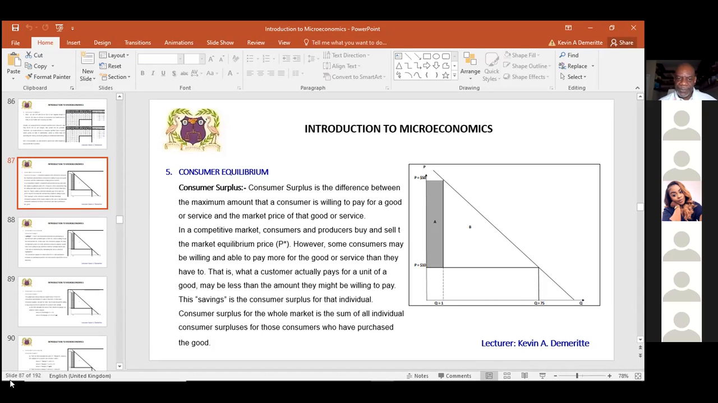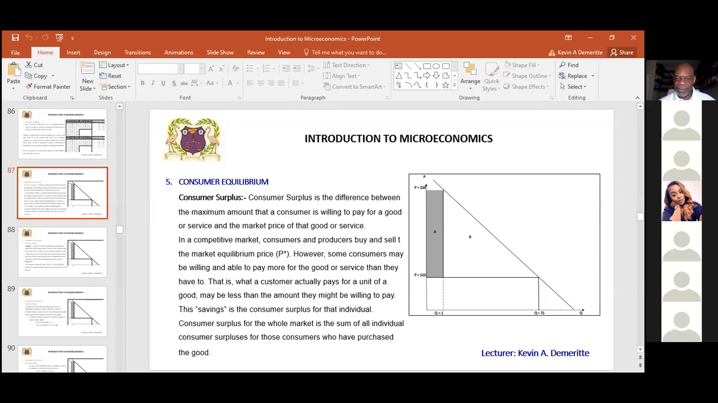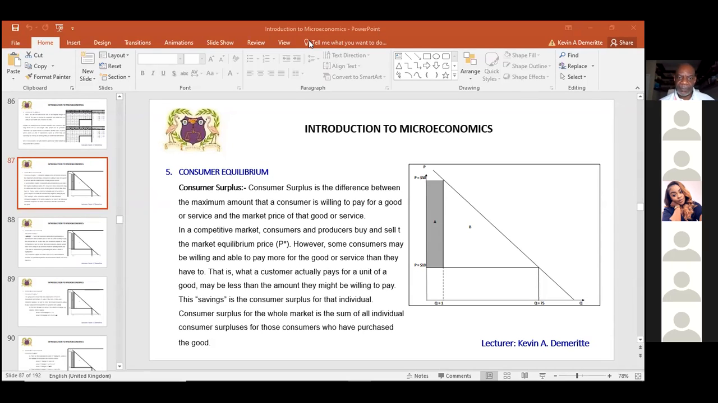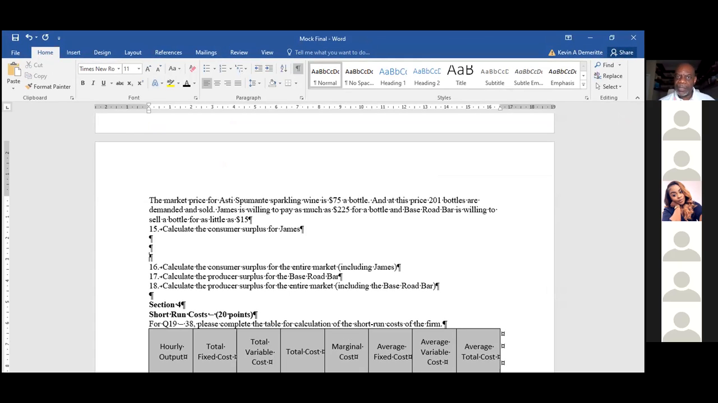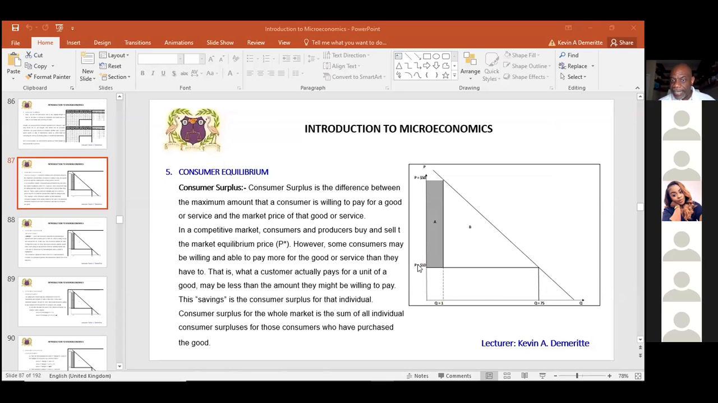So if we're doing consumer surplus first, I'm looking for consumer surplus for James. All right, let me pull back up our question. The market price for Asti Spumante is $75. So if we go back to our diagram, where it says P10, it's actually P75 because the market price for this wine is $75. And James is willing to pay how much?